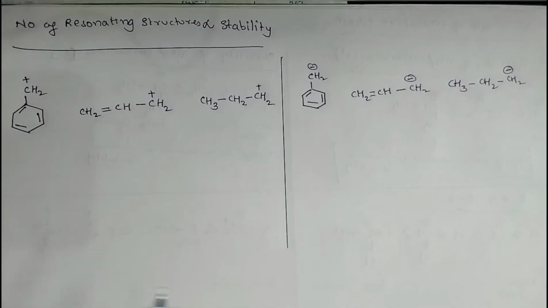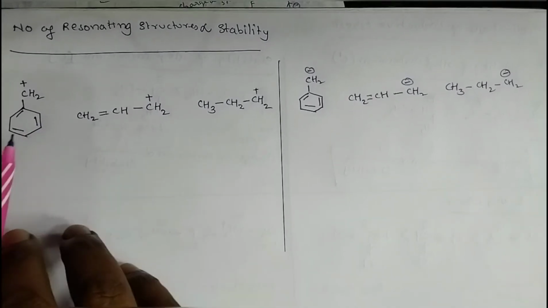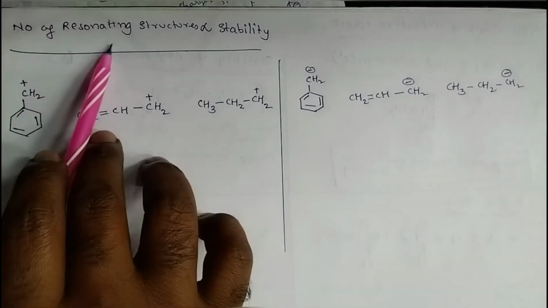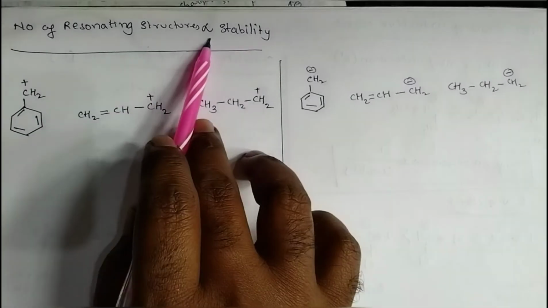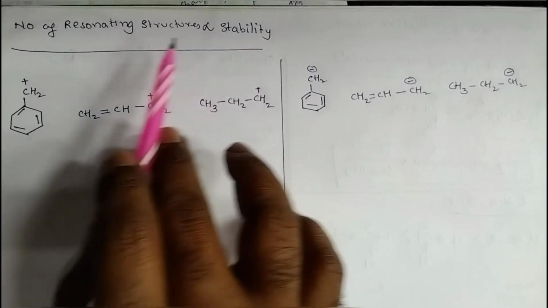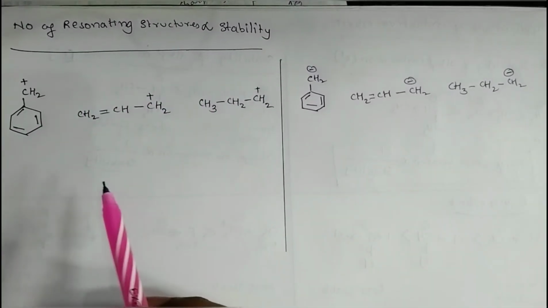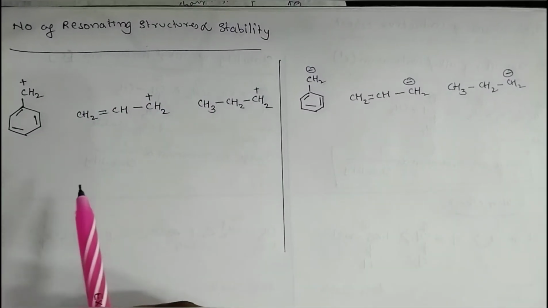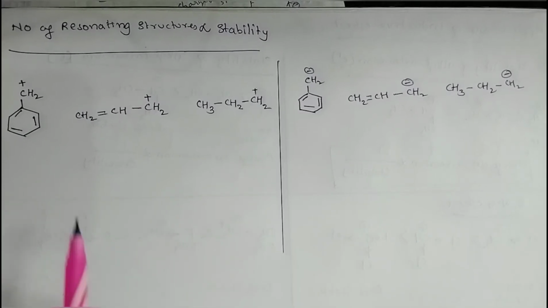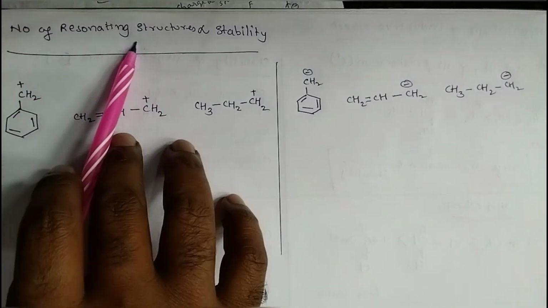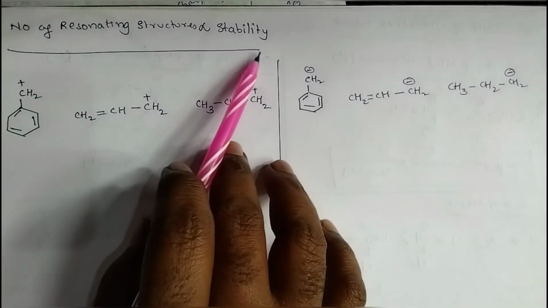In this example, the number of resonating structures is directly proportional to the stability. Okay, so whenever aromatic compounds or double bonds are there, in such kind of compounds we need to look at the resonating structures. So the number of resonating structures is directly proportional to the stability.